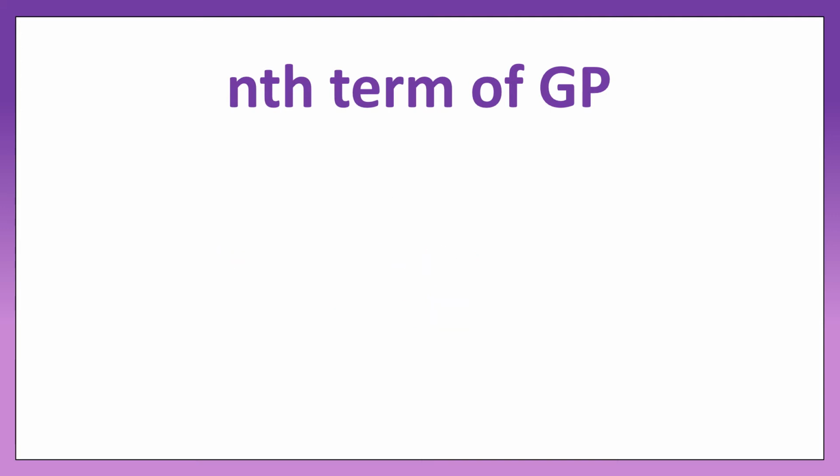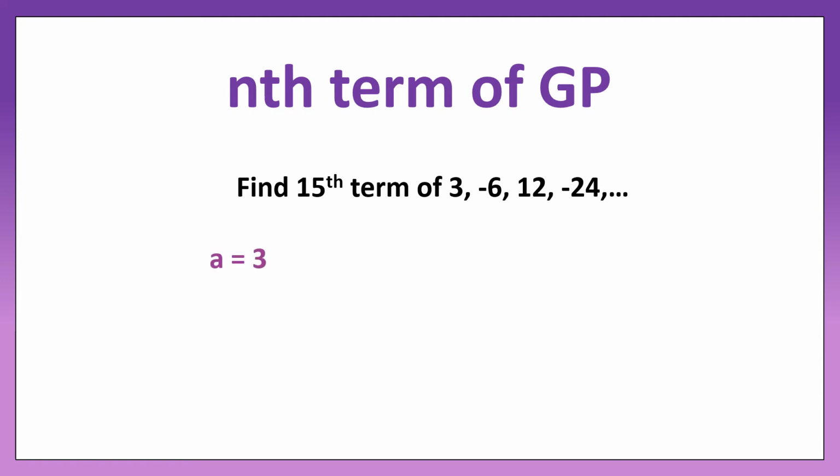But if the n is given clearly, then it is easy for us to do. Let us take an example. Find the 15th term of the series 3, minus 6, 12, minus 24, dash. Here A is given as 3 and r is minus 6 divided by 3, that is equal to minus 2. So we can understand that this is a different type of series because r is minus 2.